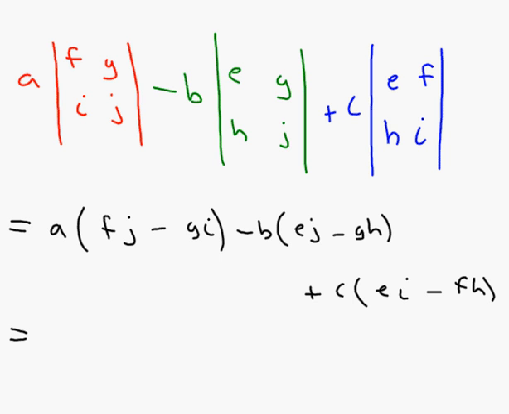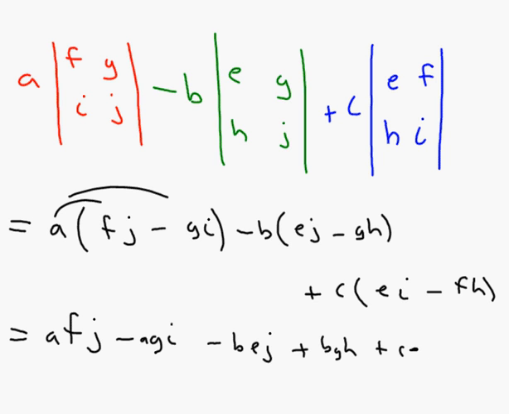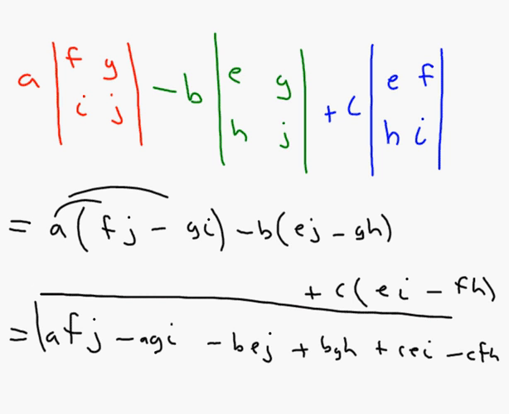So let's just finish this off. I'm just going to distribute the A into these things. So I get AFJ minus AGI minus BEJ, or plus I should say, BGH plus CEI minus CFH. Okay, so we've got that. That's our determinant. If you want, you can memorize this as the way to get the determinant, or you could just know this process. Okay, this process, by the way, is called expansion by minors.